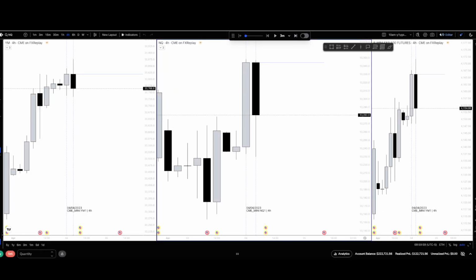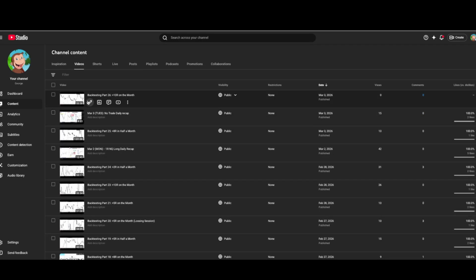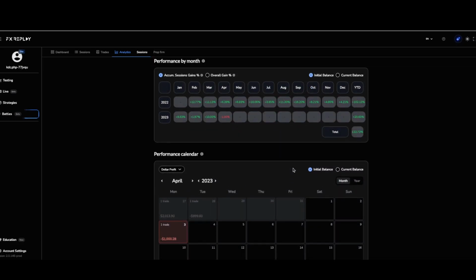Alrighty, guys. Welcome back to another session of backtesting where we are going to be backtesting another half month's worth of data. This is episode number 27, I believe, of our backtesting streams where we are going from 2022 all the way up until 2026 in one single stretch.